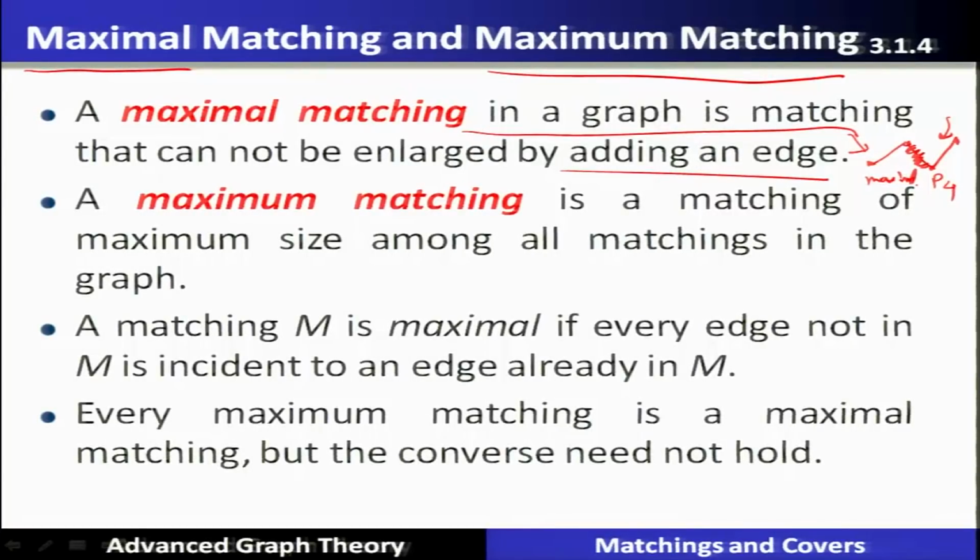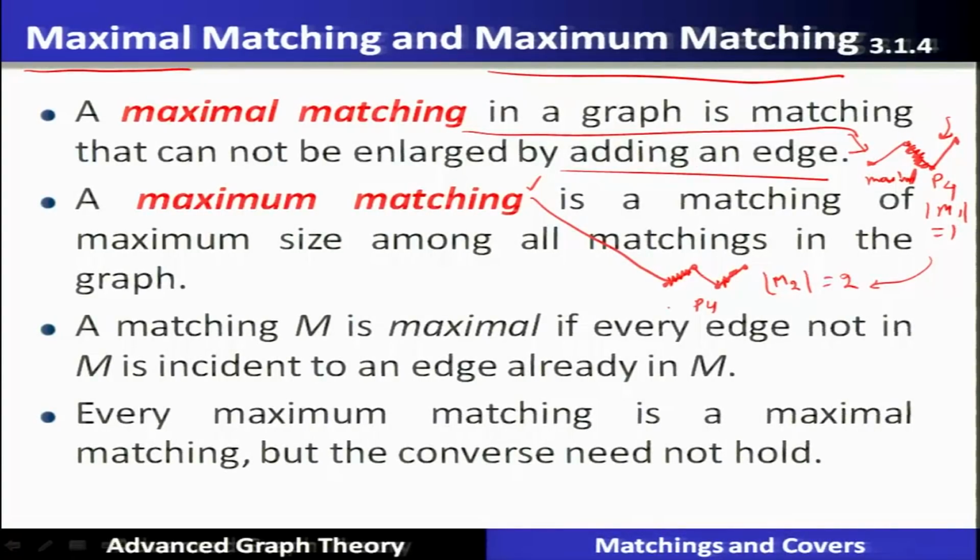Now maximum matching is a matching of maximum size. Size means the number of edges among all possible matchings in a graph. So take the same example, P4. We now have this matching, these two edges in the matching. So the size here is 2, the size we have seen earlier was 1. So here we have obtained a matching of a bigger size, and we cannot extend this size in a P4 graph. Hence this particular matching will become maximum.